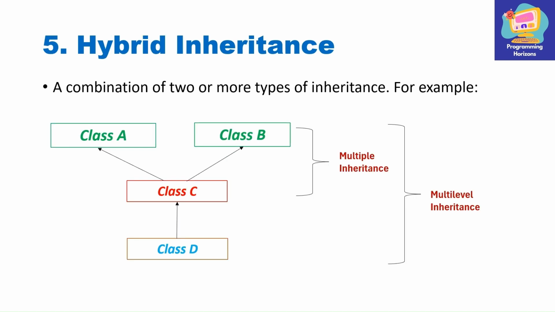The fifth and final type of inheritance is a hybrid inheritance, which is a combination of two or more types of inheritance. For example, in the image shown here, we have a combination of multiple and multi-level inheritance. We are using two base classes A and B to derive a class named C, and then we are using this class C to derive another class D.